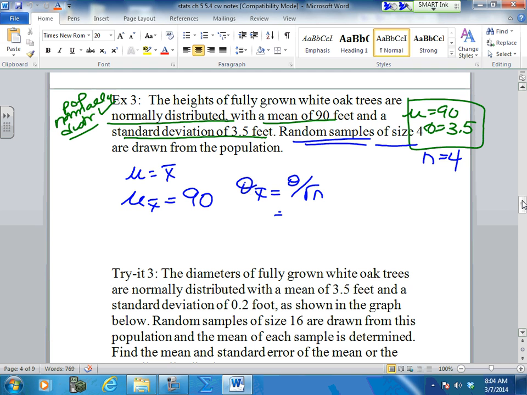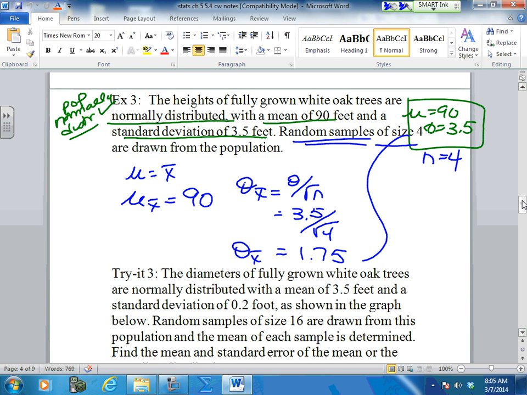3.5. Oh, you found it already? So what did you do? What's on top? 3.5 divided by what? Square root of 4, which is 2. So what's our standard deviation? 1.75. See what it did to your standard deviation? It shrunk it down a little bit. Standard error of the mean. It shrinks it down, pulls it in a little bit tighter. We're still normally distributed. We still have a nice normal curve, but it's a little bit narrower.